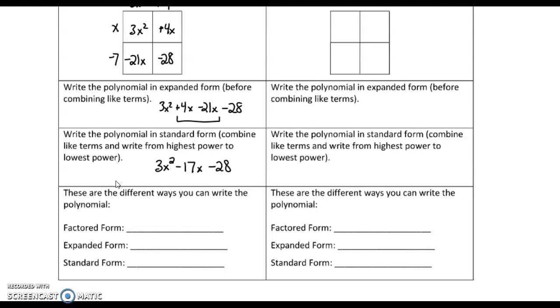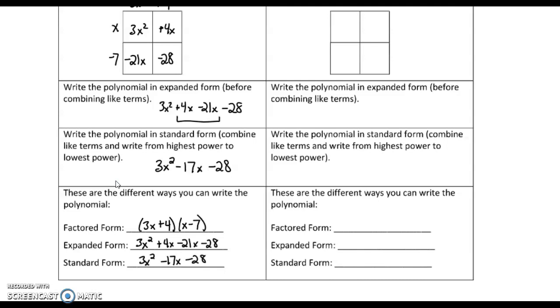So factored form is the form it started with, the 3x plus 4 in parentheses, and then the x minus 7 in parentheses. That's factored form. Expanded form is the one before you combine the like terms, but after you've multiplied. So like this. And standard form is having combined like terms and writing from the highest power on down.